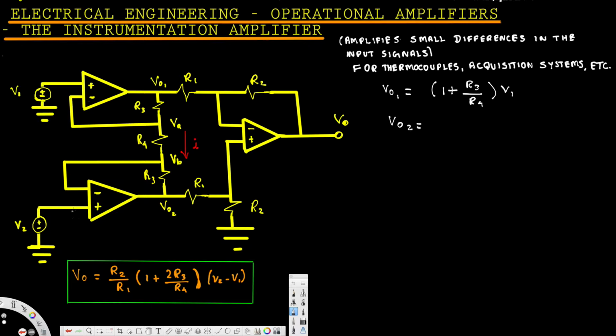VO2 is the same thing: the input voltage is connected to the positive terminal, so this is also a non-inverting op amplifier, and the expression is going to be similar to this. So we are going to have 1 plus R3 over R4 times V2, because R3 is the feedback resistance, R4 is the other resistance, and the input voltage is V2. So we have derived these two equations, and also we can create equations for this current.